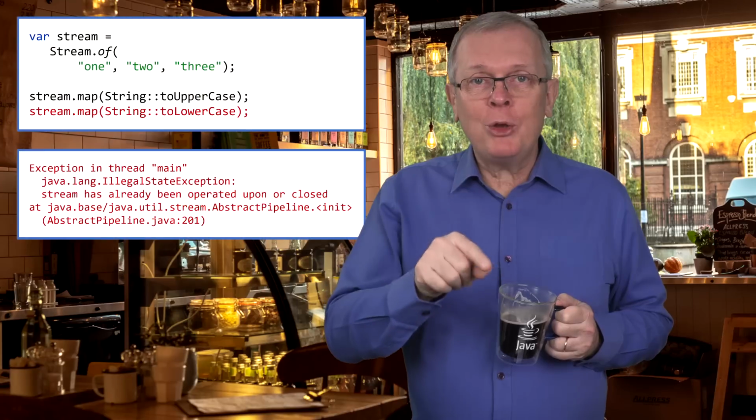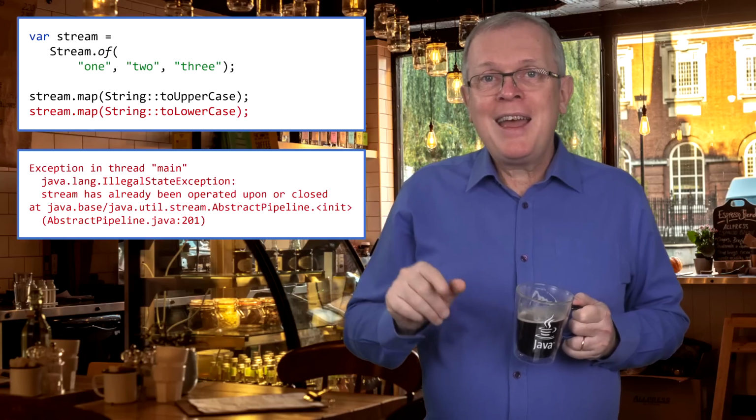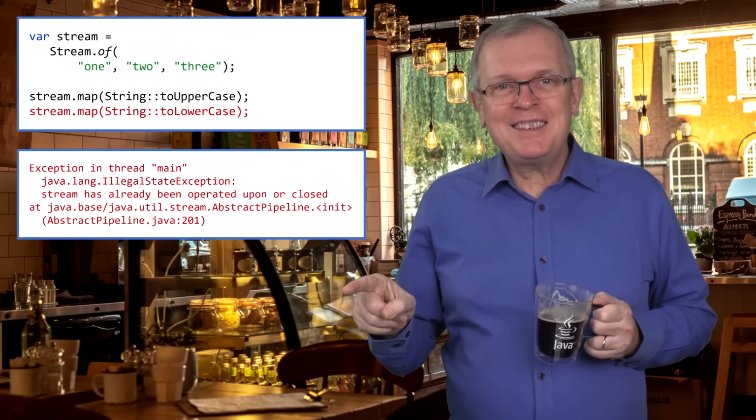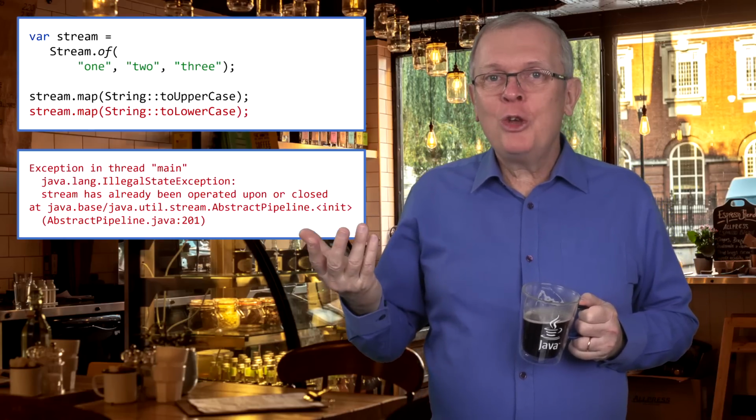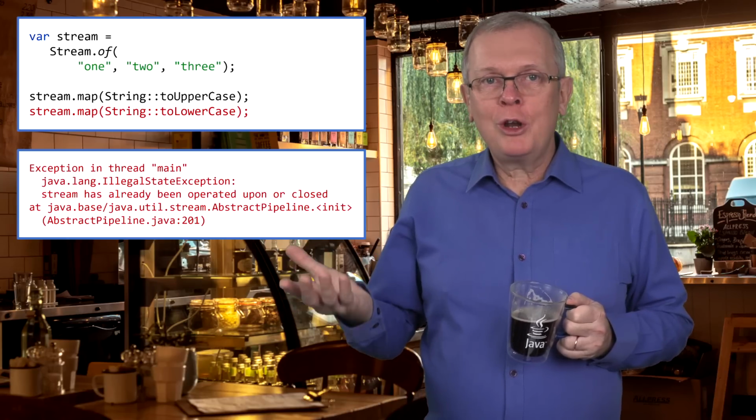Once you have created a stream, you can call methods on it. And then comes the first trap. You can call a method on the stream you created, but just one. If you try to call another one on the same stream object, whether it is intermediate or terminal, then you will get this nasty illegal state exception: stream has already been operated upon or closed.